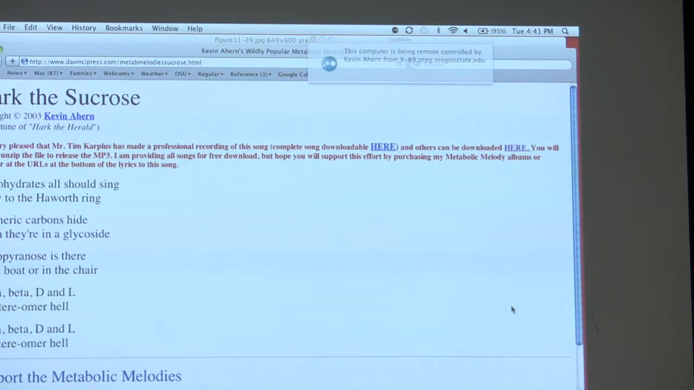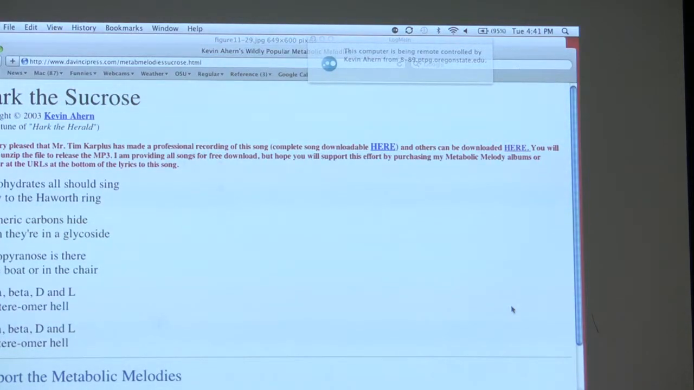Carbohydrates all should sing, glory to the Haworth ring. And oh, merry carbons hide when they're in a glycoside. Glucopyranose is there in the boat or in the chair. Alpha, beta, D, and L, diastereomer hell. Alpha, beta, D, and L, diastereomer hell.